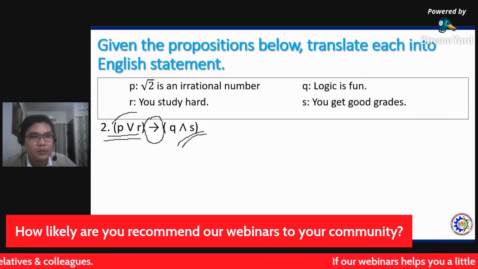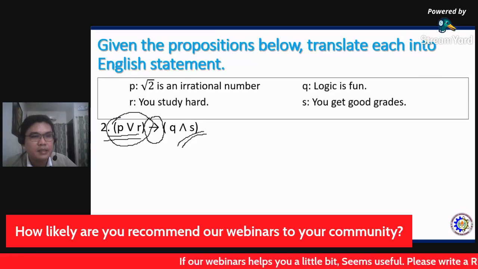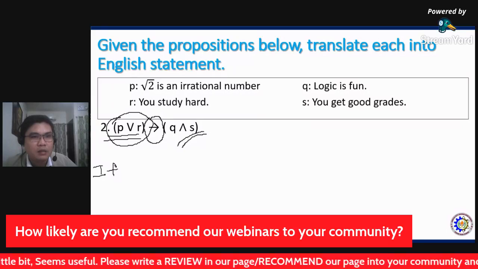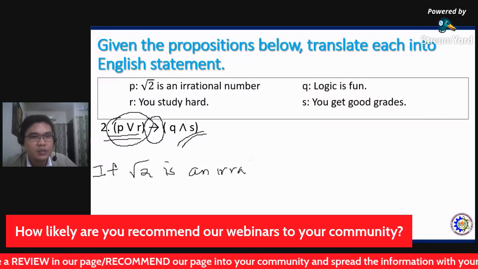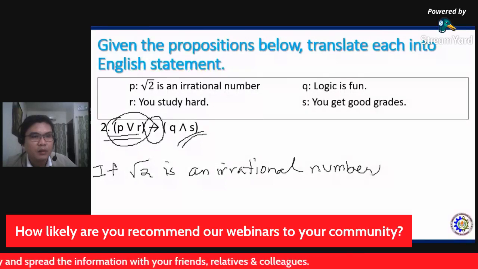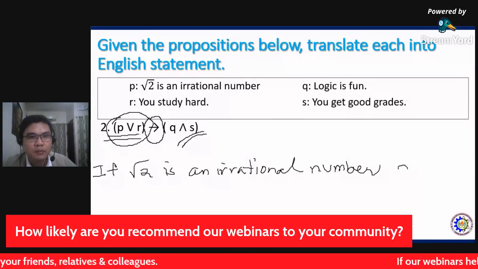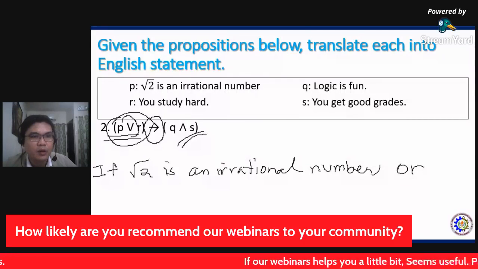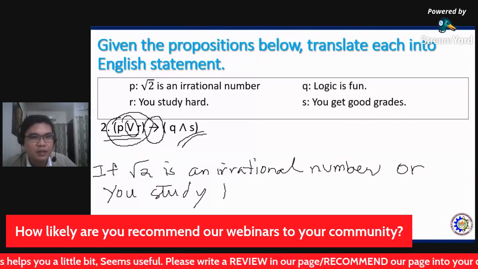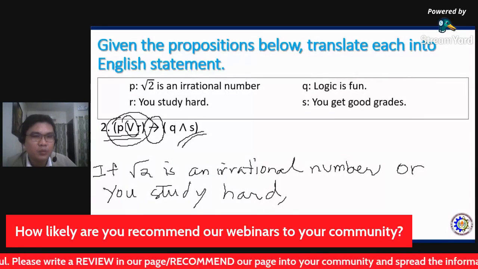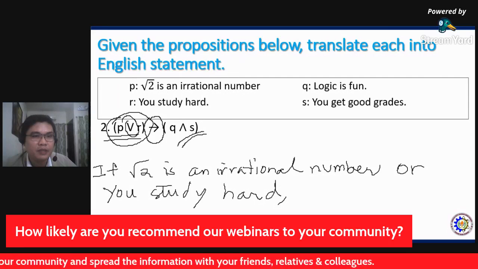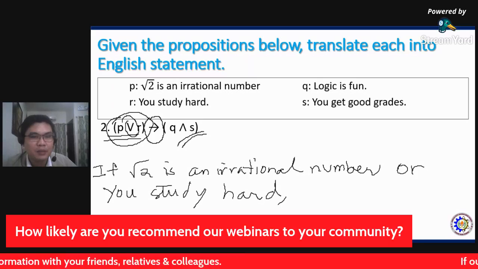Okay. So let's try to have this first. So P or R. That is P, that is part of the if. If square root of 2 is an irrational number, okay, or, that is this one, or you study hard, okay. So we have just accomplished the first part of the if-then compound statement: if square root of 2 is an irrational number or you study hard.